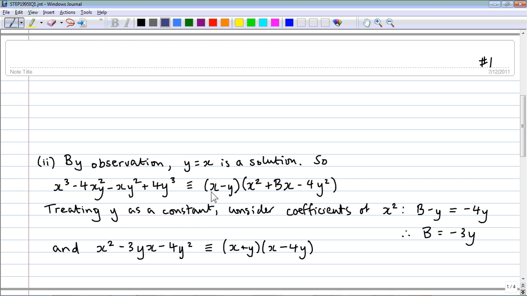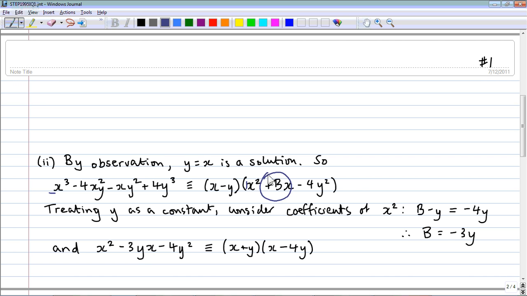We know if we take a linear factor out of a cubic, we get a quadratic factor. Now what form must this quadratic factor take? Well, if we look at the coefficient of x cubed, we see it's 1. So if we have a factor x minus y, it must multiply into a coefficient 1 of x squared. And if we look at the last term, 4y cubed, and we've got minus y here, then we must have minus 4y squared as the last part.